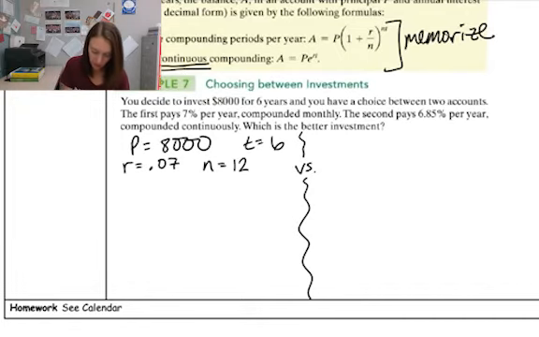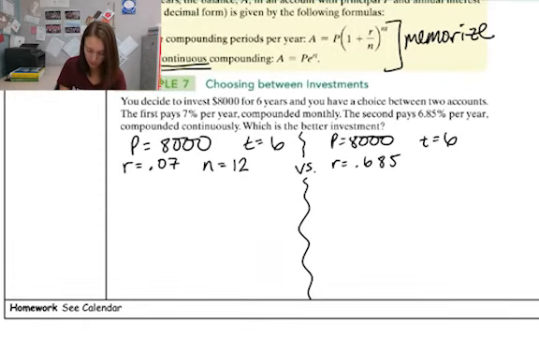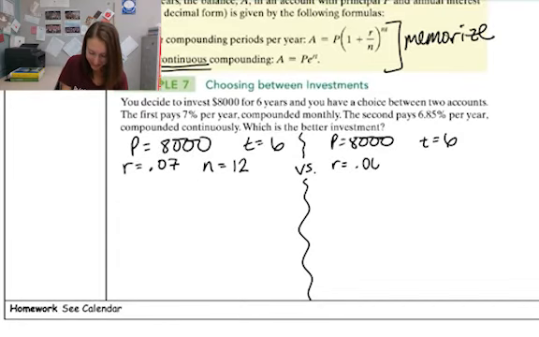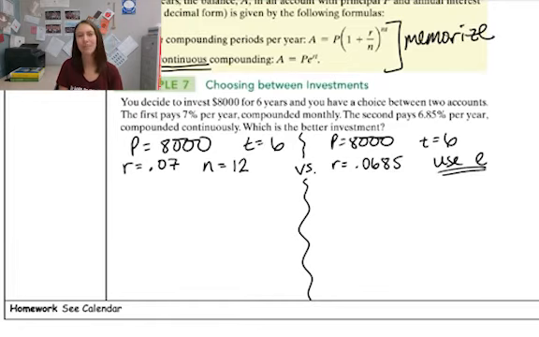And then the second one, so I still have $8,000 for my principal. I still am doing 6 years, but the interest rate is different. It pays less interest, 0.0685. We moved that decimal over 2 places. Per year, and it's compounded continuously. So since it's compounded continuously, we use the e formula.